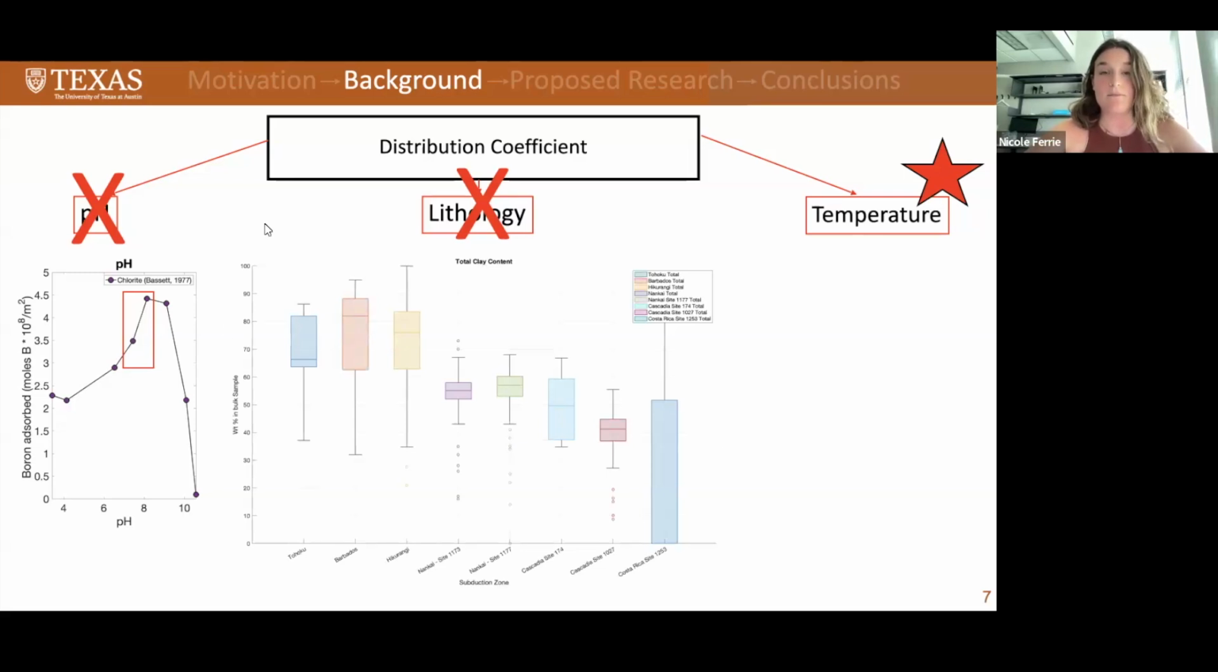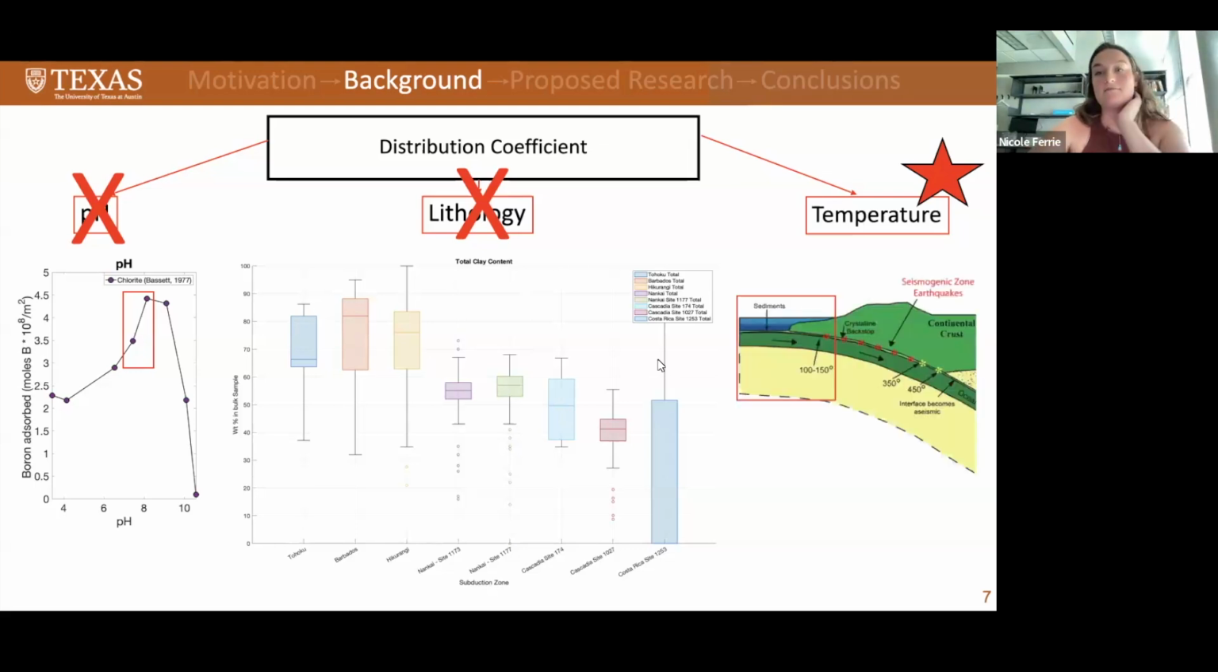Additionally, here I have lithology. So clay is the predominant carrier of boron into subduction systems. And here I have the amount of clay on the y-axis in weight %, and then subduction zones around the world on the x-axis. So Tohoku, Barbados, and Hikurangi have very high clay content, whereas Nankai, Cascadia, and Costa Rica have a lot lower clay content. The distribution coefficient of boron is going to change with clay content.